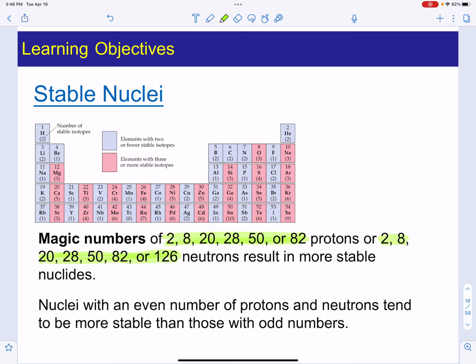Also, if the number of protons and neutrons tend to be even numbers, that is also going to be a more stable isotope than the odd numbers. So you will be looking for those trends.